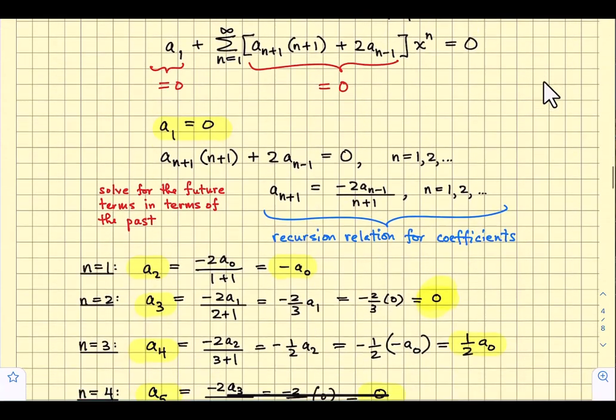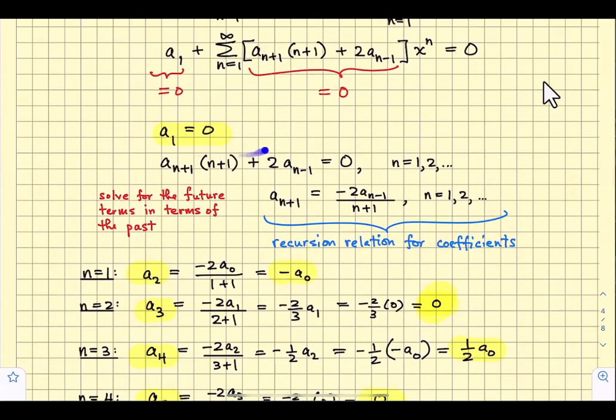So notice, this is called a recurrence relation. It has a sub n plus 1s in it and a sub n minus 1s. So what I want you to do is solve for the future in terms of the past. So let's solve for this latest term. We'll throw this to the other side and divide by n plus 1. And so we get that a sub n plus 1 is minus 2 times a sub n minus 1 over n plus 1, and that's true so long as n is equal to 1, 2, dot, dot, dot. This is called a recursion relation for the coefficients because it just has a recursion for finding the future coefficients in terms of the past ones.